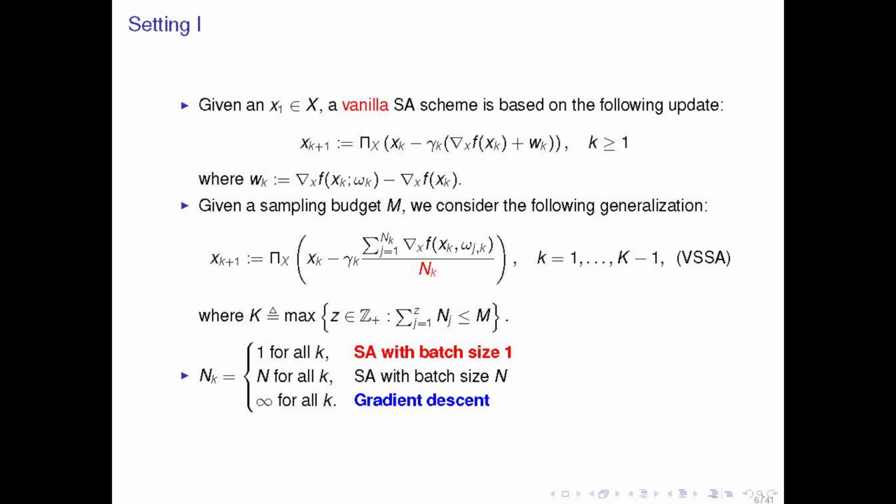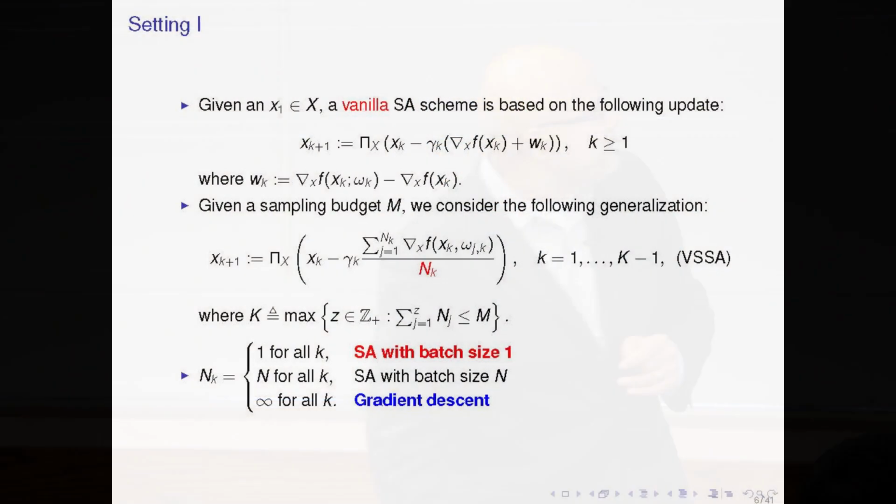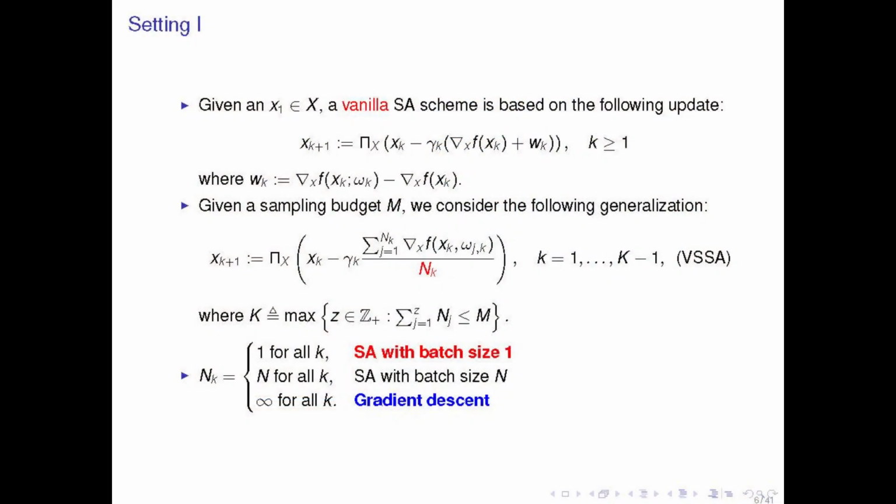And we were inspired by the same idea with one simple difference, that we're interested in taking a sample size of n_k at step k, and we terminate the scheme when the amount of samples that we consume exceeds M. So I've given you M samples, and I'm going to terminate the scheme when you consume those M samples. Okay? And you can see that if n_k is 1 for all k, this is just standard stochastic approximation with batch size 1. When n_k is n for all k, it's just stochastic approximation with a batch size of n, often called mini batch schemes. And if n_k goes to infinity, you're essentially recovering gradient descent.